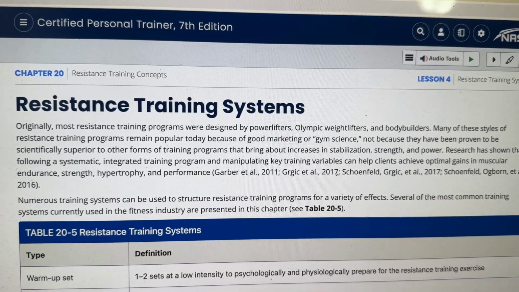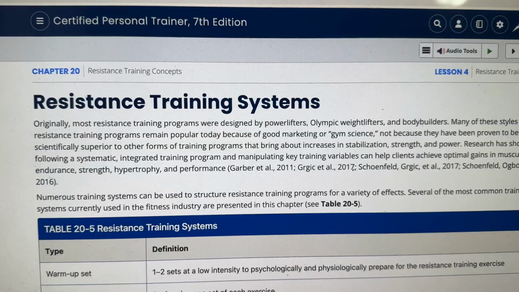All right, chapter 20, lesson 4, resistance training systems. 5:50. 8 pages. I'll be done in another 30 minutes, so I'll see you guys at like 6:20. All right guys, chapter 20, lesson 4 is done.